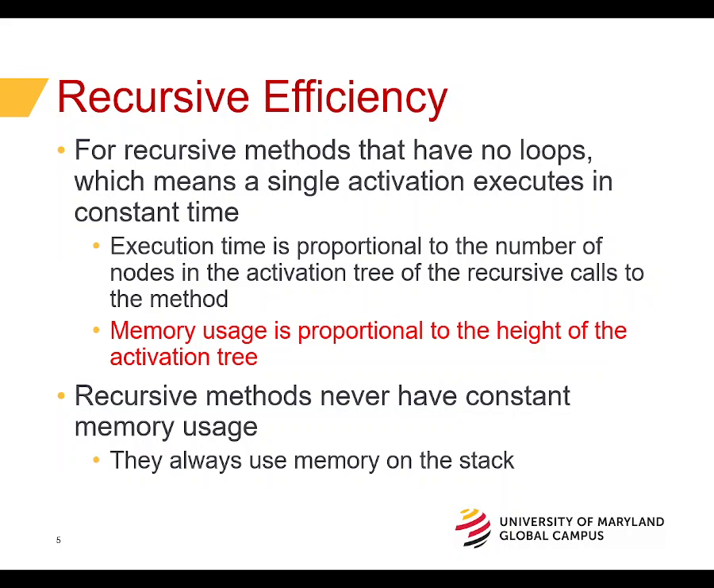Its memory usage will be proportional to the height of the activation tree, because each activation along the longest branch will require space on the compiler's runtime stack for its activation record. As a result, recursive methods never have constant memory usage. This fact is another way of saying that any problem that can be solved with constant memory is probably not one that can make effective use of recursion. The reason is that recursive methods always use memory on the compiler's runtime stack.